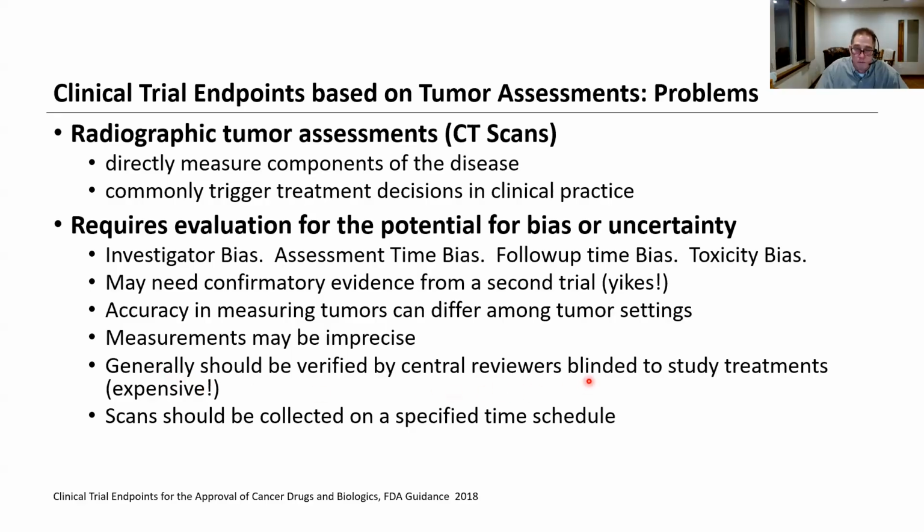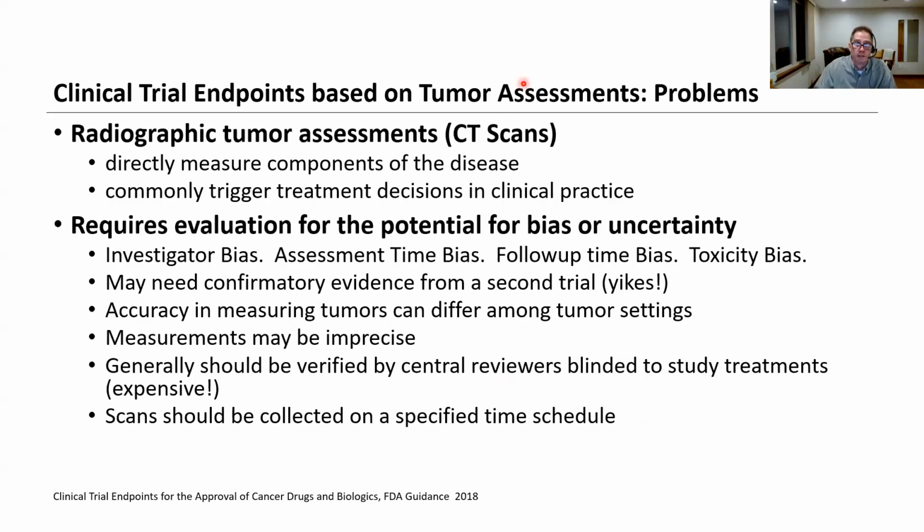Generally, what the FDA wants is reviewers that are blinded to the study treatments. So we call this a BICR, or a blinded independent review. This is actually often conducted after the trial is over, and if there is a treatment effect on the primary endpoint, and if it's a good, strong treatment effect, then the company will hire central blinded independent reviewers to look at all the scans and confirm the tumor measurements that were provided to us. Make sure your scans are collected on a specified time interval.